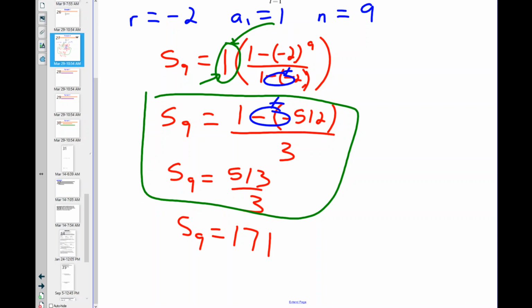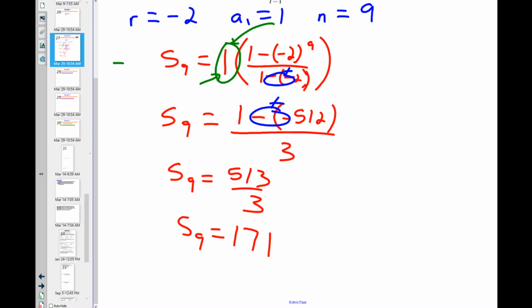When it comes to the tests and quizzes, what we're looking to see is, did you substitute correctly? Literally, did you put the first amount where it goes? That's a point. Did you put the common ratio where it goes? That's a point. Did you put the number of terms where it goes? That's a point. So we're looking at the substitution step, and then we're looking at the evaluation step.